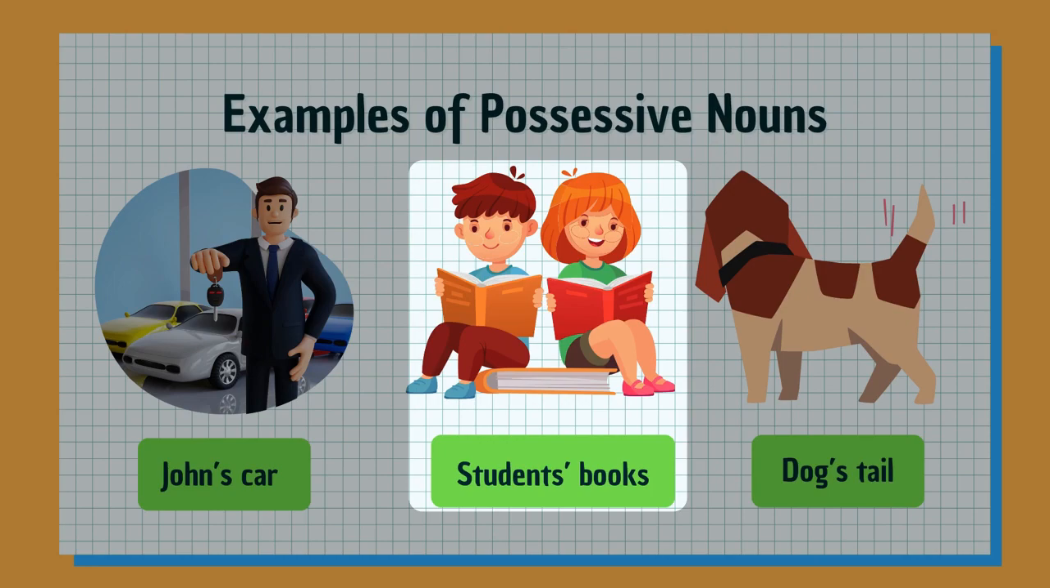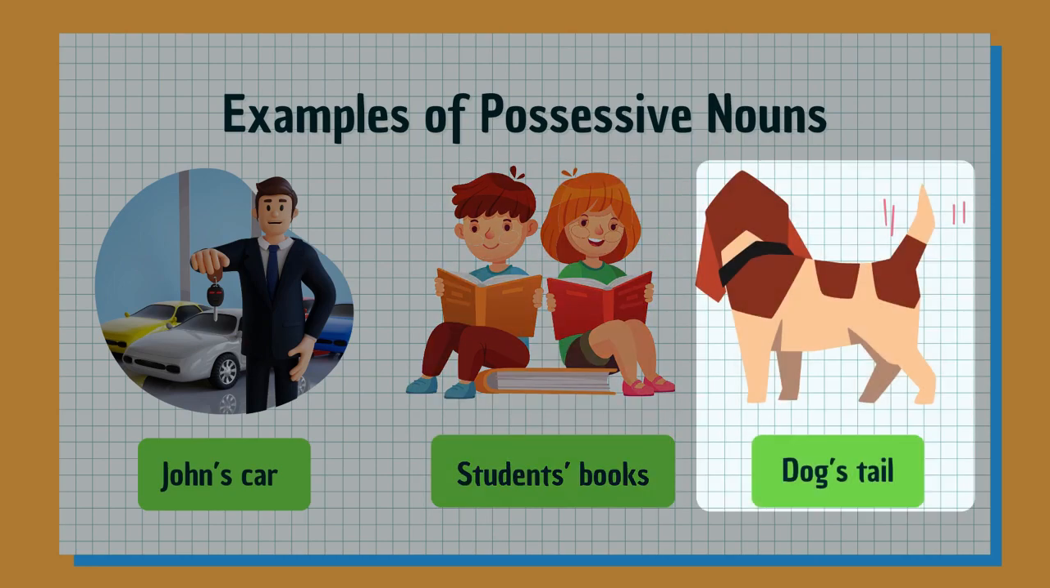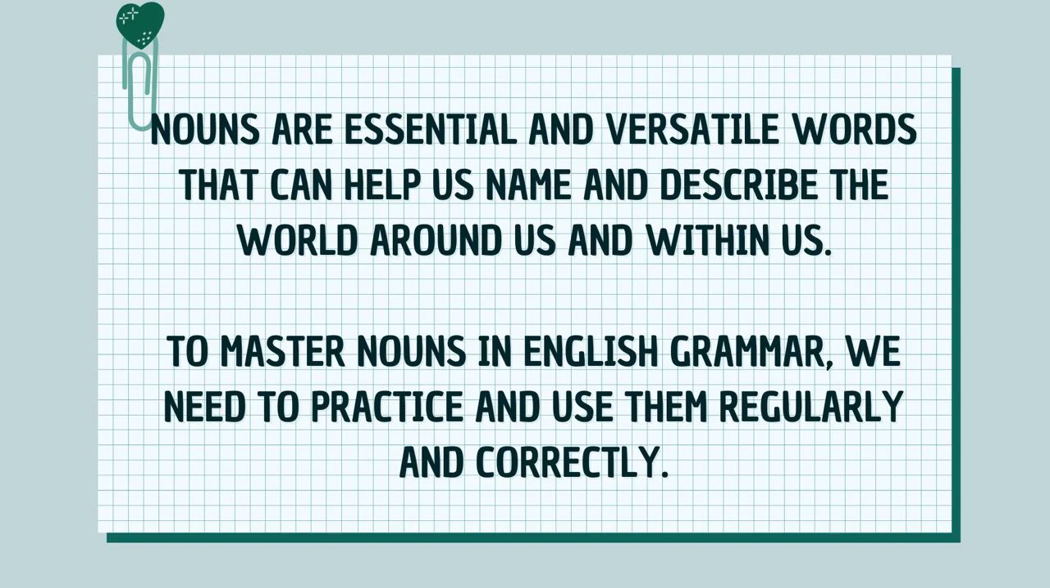with an s. The dog's tail, this is a possessive noun that modifies the noun tail to indicate that the dog has the tail. It is formed by adding an apostrophe and an s to the end of the singular noun dog. And that's all for today's video.